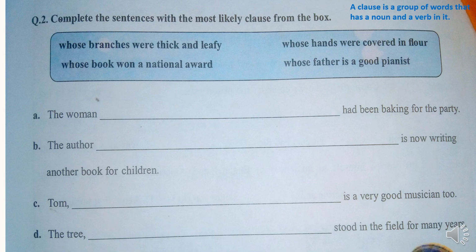A. The woman dash had been baking for the party. Baking is a clue word here. Now find the relevant clause. What do we use for baking? Okay, now write it down.